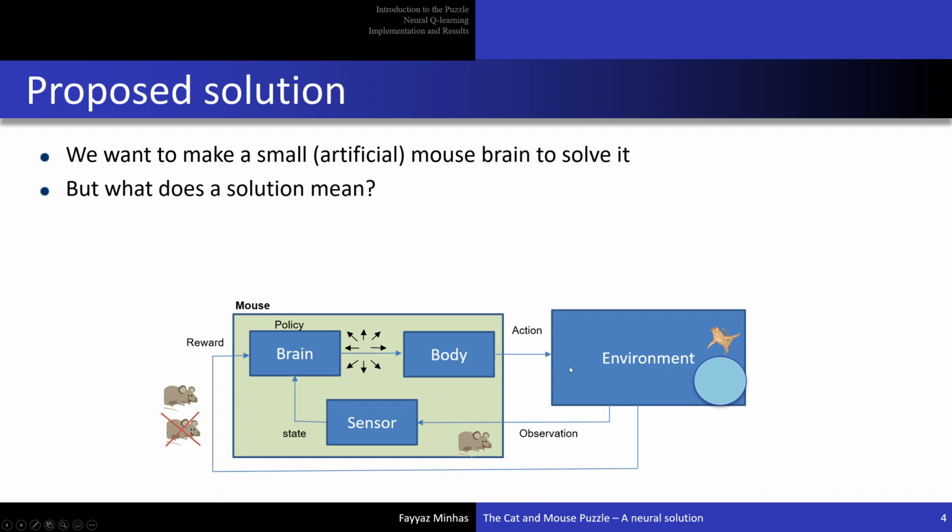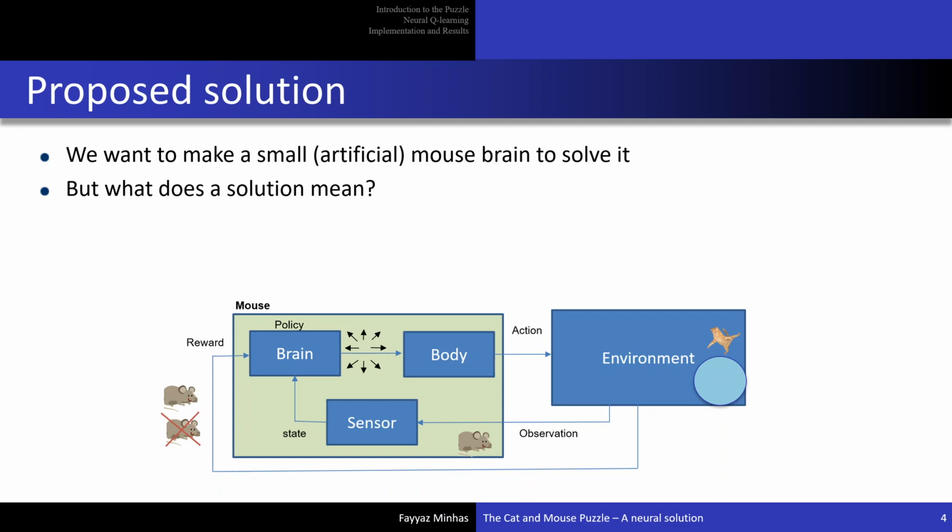Now, the solution that we want to do is to see if we can make a mouse brain, a small mouse brain that allows us to solve this puzzle. What that means is that we're making a neural network that observes where it is, where the cat is in the environment. So that is observation. And then it sends this as a state vector to the brain, to the mouse brain, which outputs an action of what direction to swim in at the current location.